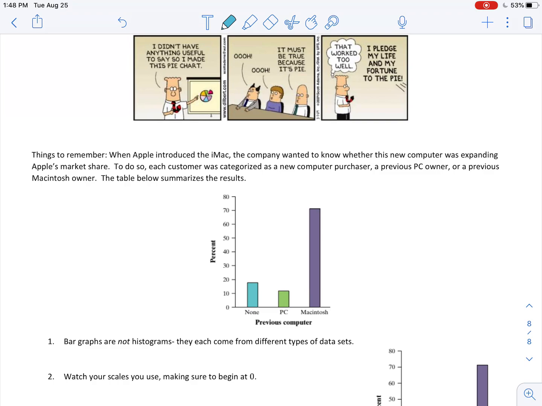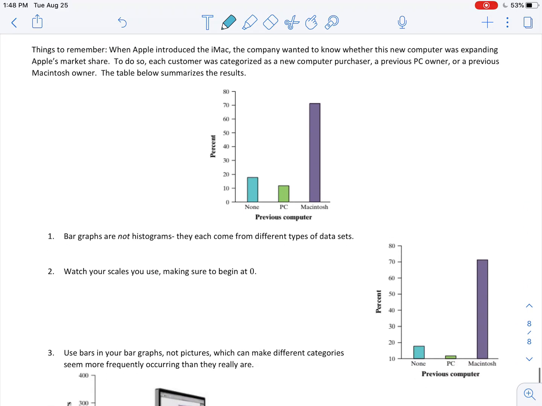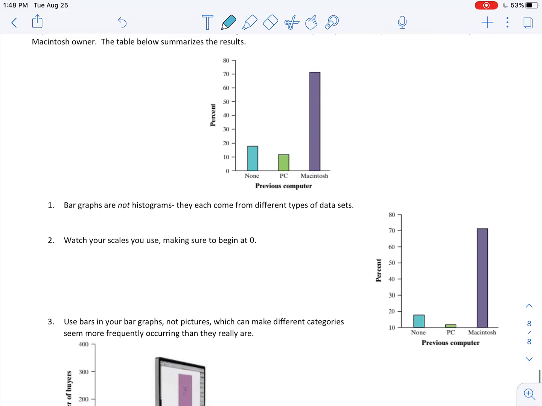And then you see the categorical variable of previous computer along the bottom. So again, these are not histograms. They come from very different types of data sets. So if they're not histograms, do not use them to describe shape. So you can't say this is uniform or symmetric or anything like that, because the fact that I could rearrange this and I could put none on this side and suddenly it doesn't have the same shape anymore. So don't use a bar graph to describe shape.